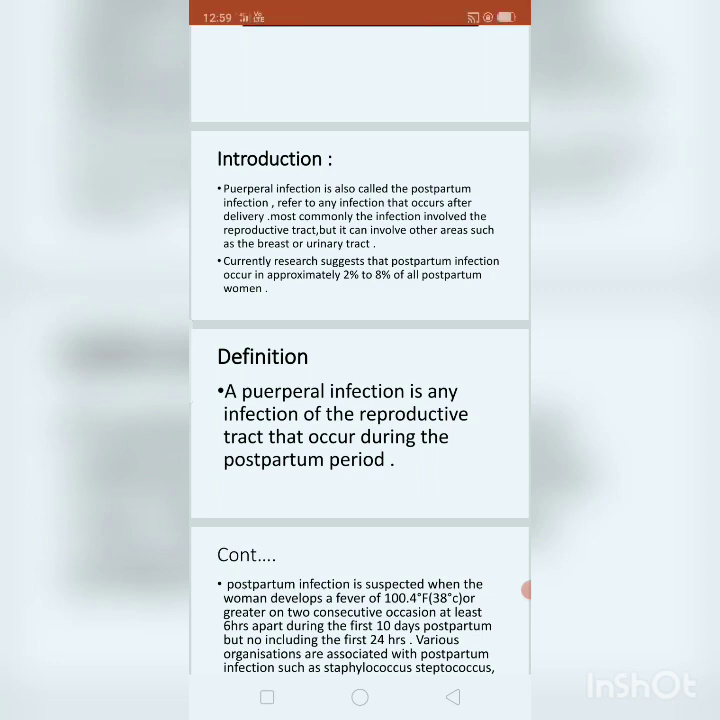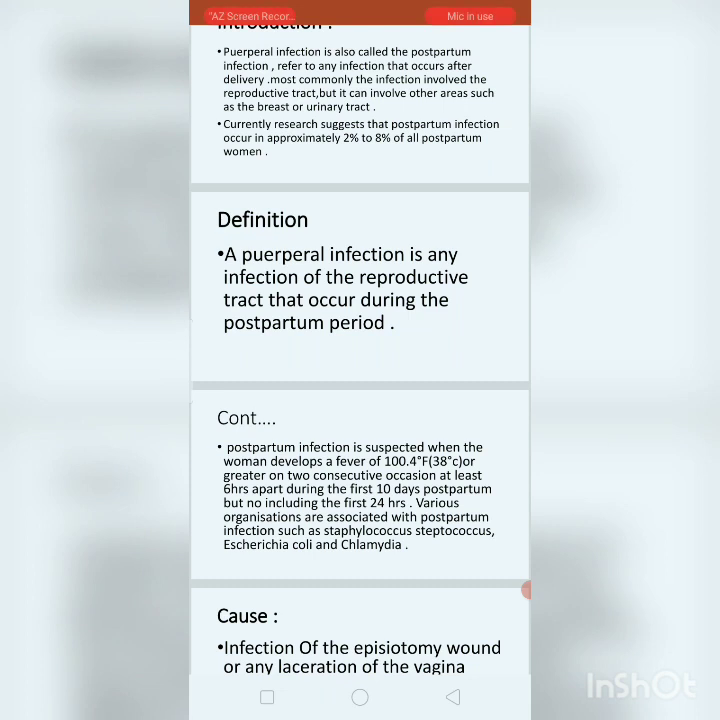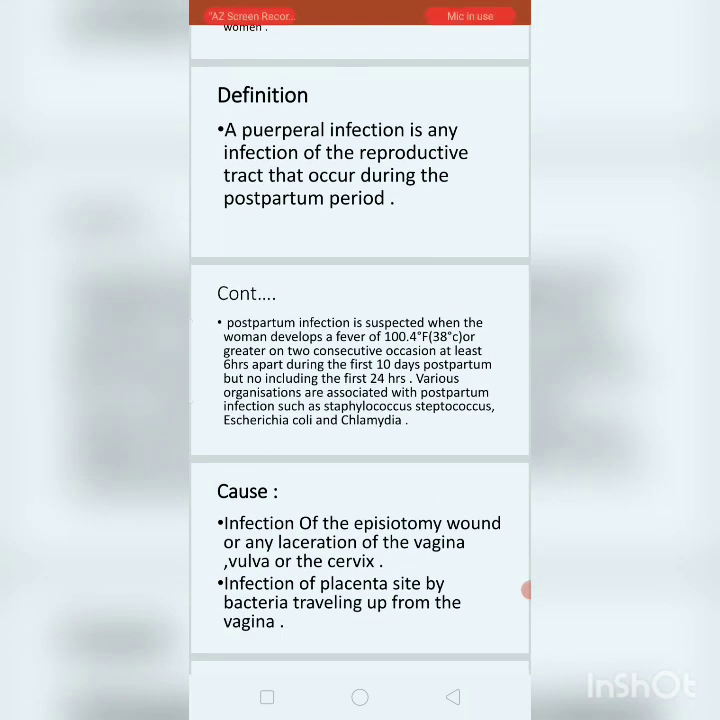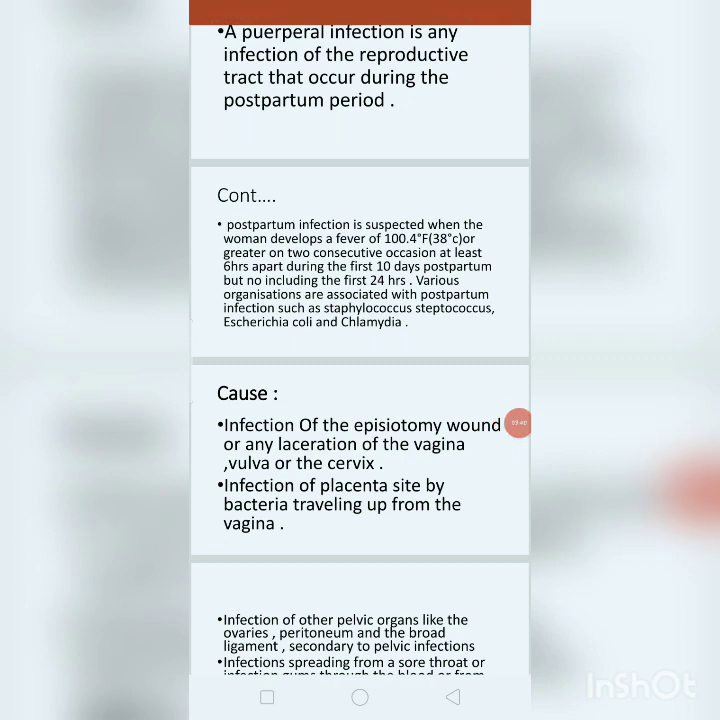Next, we will see the definition. Puerperal infection is defined as any type of infection of the reproductive tract that occurs during the postpartum period, meaning just after the child delivery. Postpartum infection is suspected when the woman develops high grade fever and other symptoms like pain and general symptoms like headache, vomiting, etc.